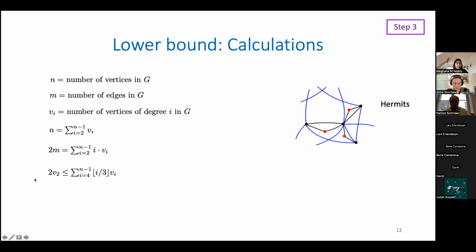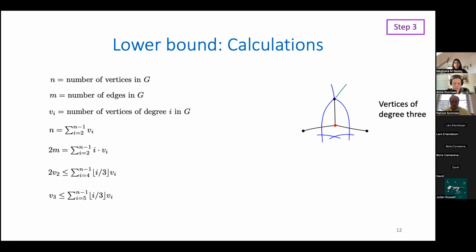2v2 is less than or equal to the summation, where we start the summation from i equal to 4, because for every degree 2 vertex, there should be 2 degree 4 vertices. And then we do the same with degree 3 vertices as well, because we said that for every degree 3 vertex, there should be a vertex of degree 5 in its neighborhood. So that's why we start the summation here at 5, and it claims 3 edges.